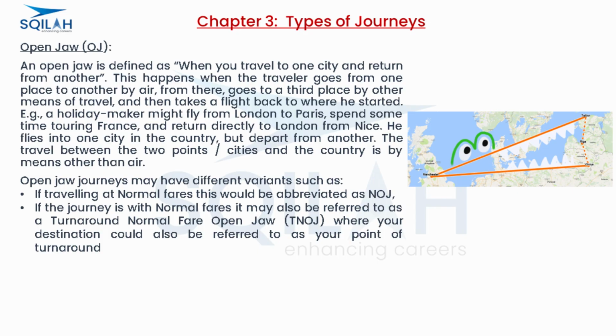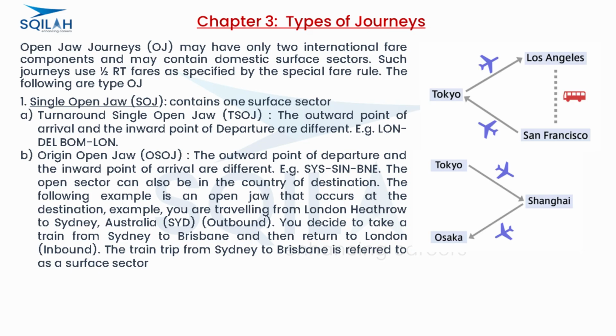Open jaw journeys may have different variants. If traveling at normal fares, this would be abbreviated as NOJ. If the journey is with normal fares, it may also be referred to as a turnaround normal fare open jaw, TNOJ, where your destination could also be referred to as your point of turnaround. Open jaw journeys, OJ, may have only two international fare components and may contain domestic surface sectors. Such journeys use 1/2 RT fares as specified by the special fare rule.